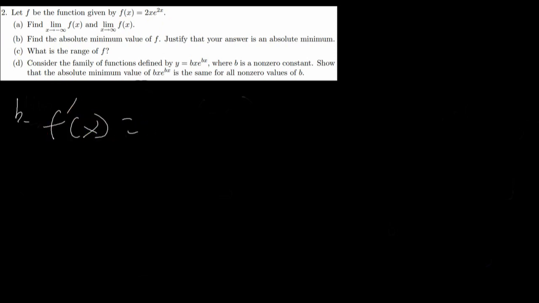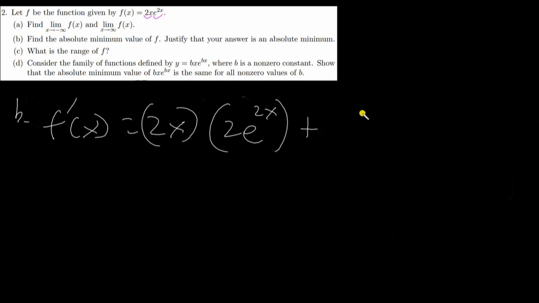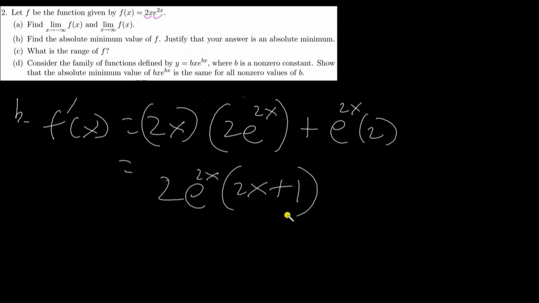And then now you'll notice we have two parts. We have this part, you have this part. So two functions being multiplied together. That means product rule. So we'll have the first function, 2x, times the derivative of the second function. The derivative of e to the 2x is 2e to the 2x, plus the second function, e to the 2x, times the derivative of the first function, 2. I can pull out the 2e to the 2x. I'm going to get 2e to the 2x times 2x plus 1, right?